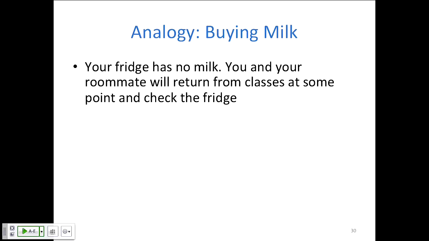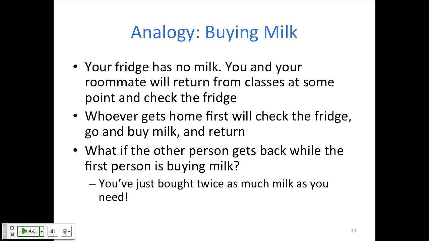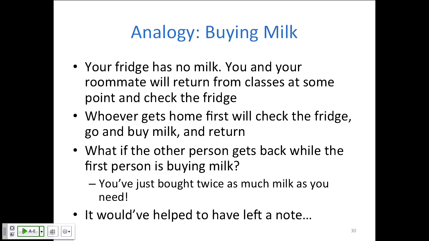And you're both good roommates and decide, well, if there's no milk in the fridge, I'm going to go buy some milk. So you end up buying two jugs of milk, right? And so the answer is, well, one of you should have left a note to tell the other one, I already got the milk. But that's a simple real-world example of a data race, right?